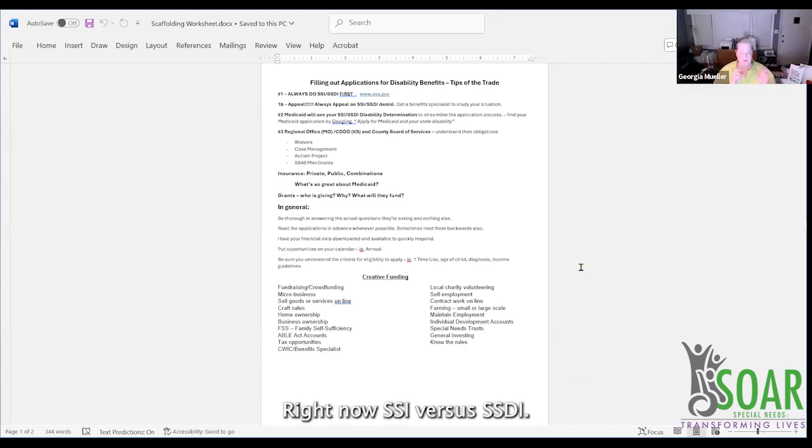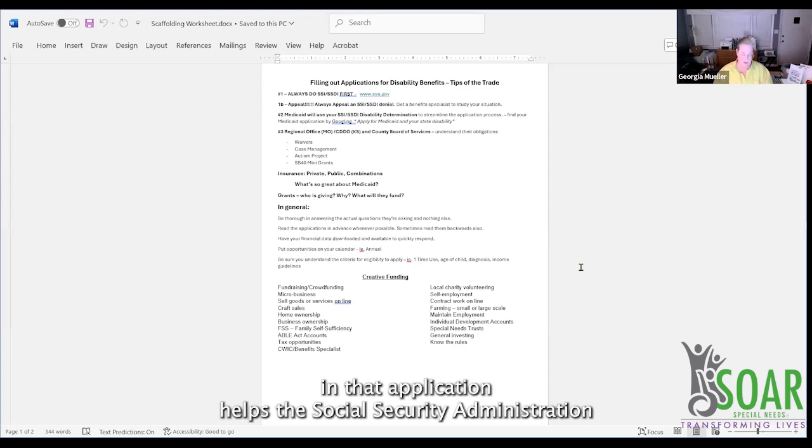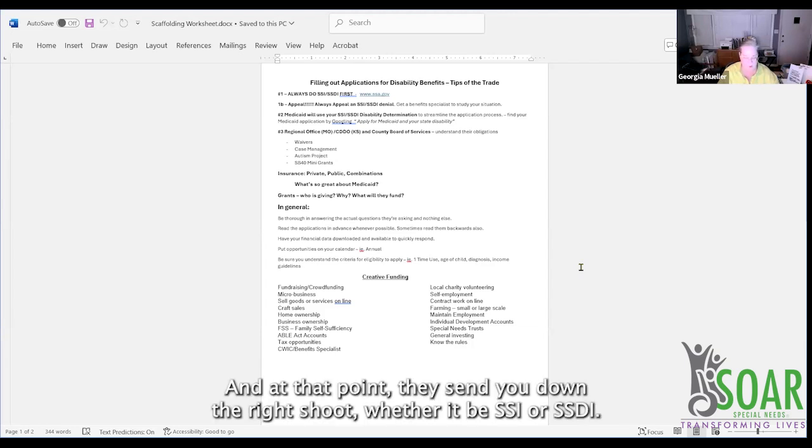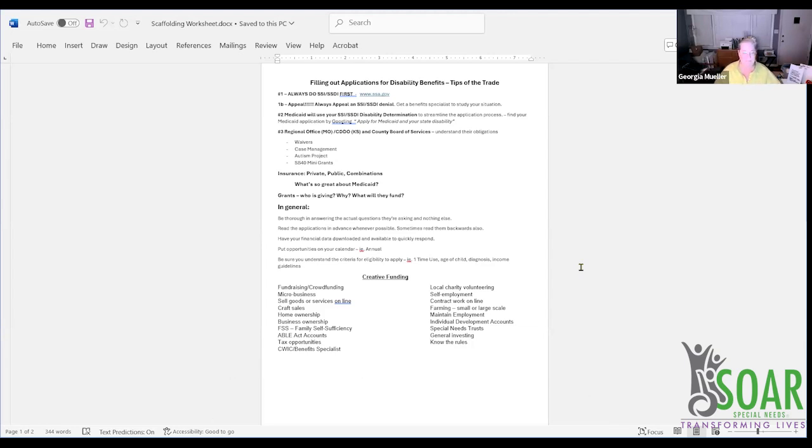Now, SSI versus SSDI, the ironic thing is the applicant is not actually who decides which one you're applying for. You simply do the Social Security application, and then the evidence that comes through in that application helps the Social Security Administration figure out which program is a match for your situation, which criteria do you qualify for. And at that point, they send you down the right chute, whether it be SSI or SSDI.